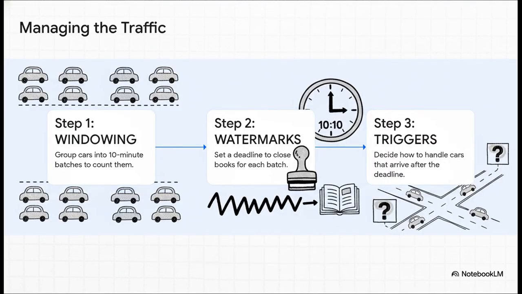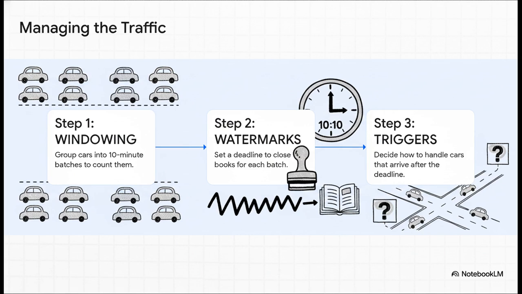Well, Dataflow's system has three main parts. First, there's windowing. This is where you group the cars into manageable chunks. Let's say you count them up every 10 minutes. Next up, watermarks. You've got to set a deadline, right? So you tell the system, hey, at 10:10, we're done counting the 10 a.m. to 10:10 batch. This is what keeps everything moving.